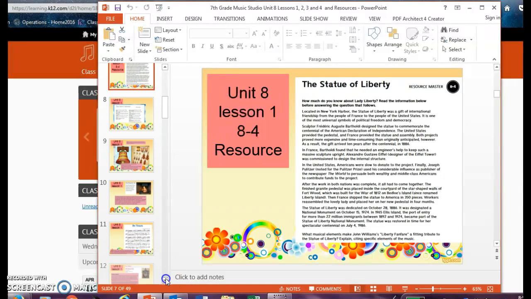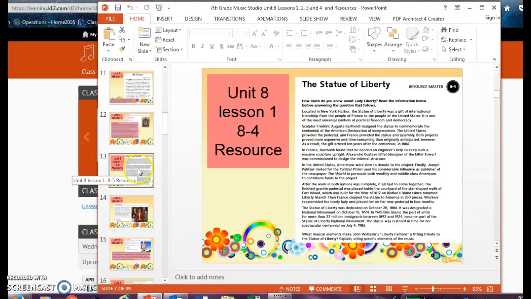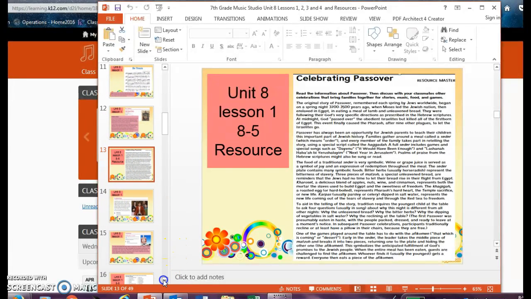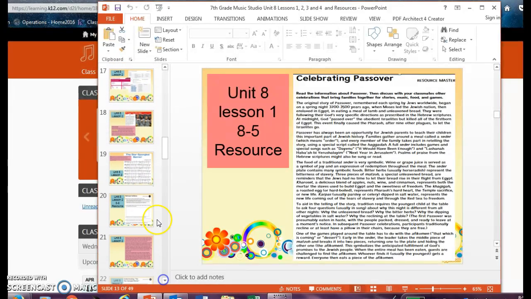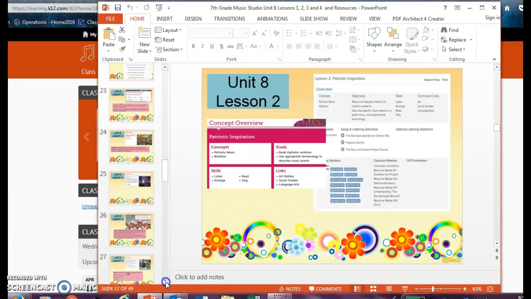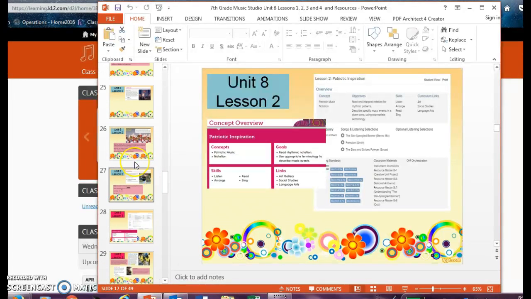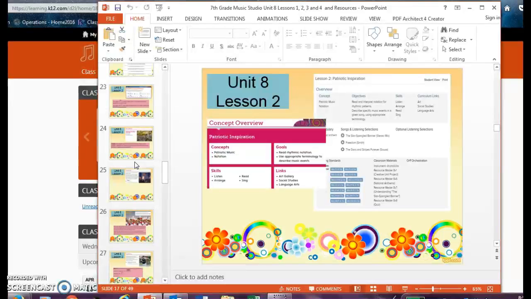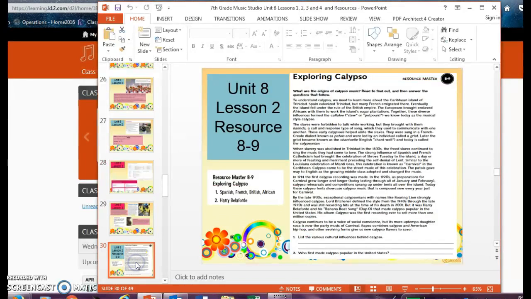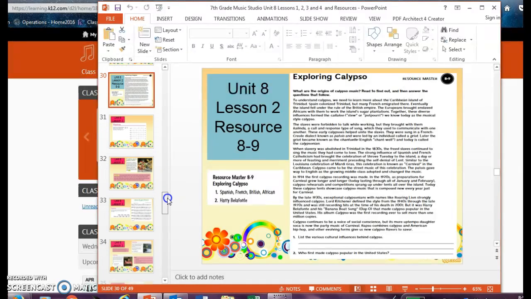If you scroll down here, you're going to see another one that happened in Lesson 1, which was celebrating the Passover. So that is also right in order with the Unit 1 information. If we scroll down here to Lesson 2, notice it's a different color, so you can tell it a little better. And same thing is true here. If there was a resource used, I went ahead and put those in there, and it looks like there wasn't necessarily one in Lesson 2. Lesson 3 is pink. And once again, we have resource 8 and 9 talking about calypso music that was in Lesson 3. So that's right in order there.